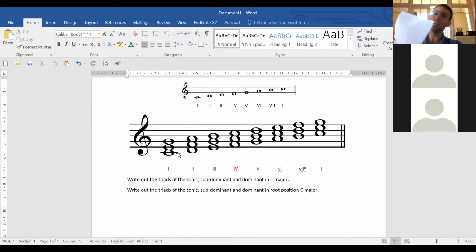Okay. If we were asked to write chord 1 in second inversion, then we would need to have the G at the bottom. So it would look like this: G, C, E. This is root, first, second. Root, the first inversion is where E is at the bottom. The second inversion is where G is at the bottom.